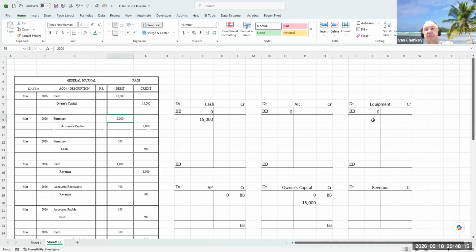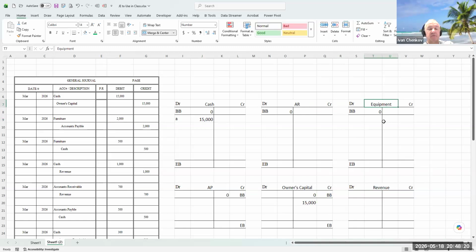Then we get the furnitures, which is our equipment. Now we can change it from instead of equipment, we can change it to the furnitures. And first we get $2,000 of furnitures, for which we didn't pay, so accounts payable went up with $2,000. And the second transaction is posted to the ledger. Next one, we get more furnitures, $500 more furnitures. But this time cash went down. So the cash going down with $500.